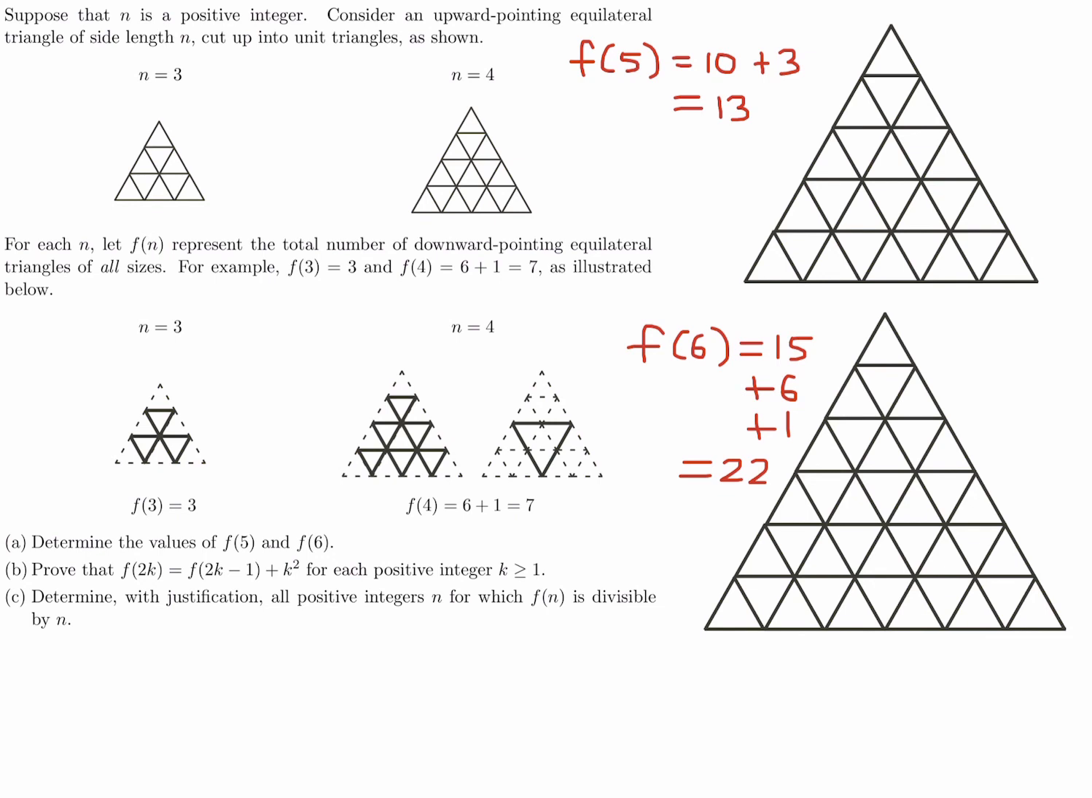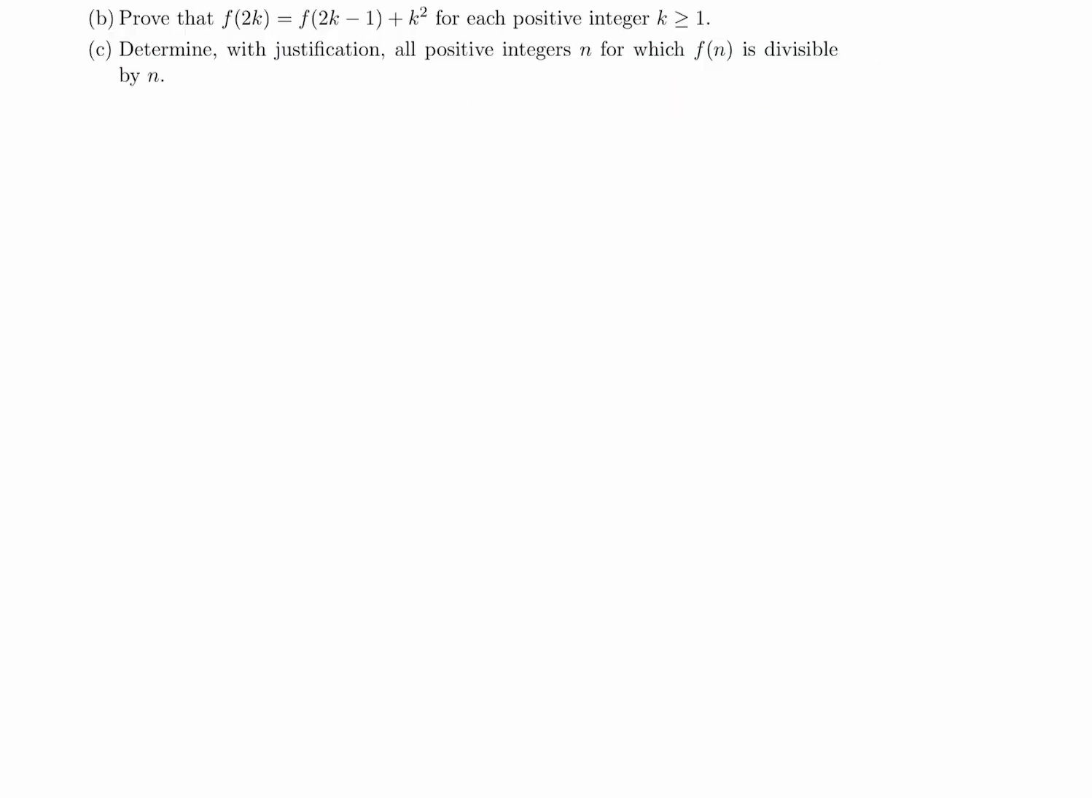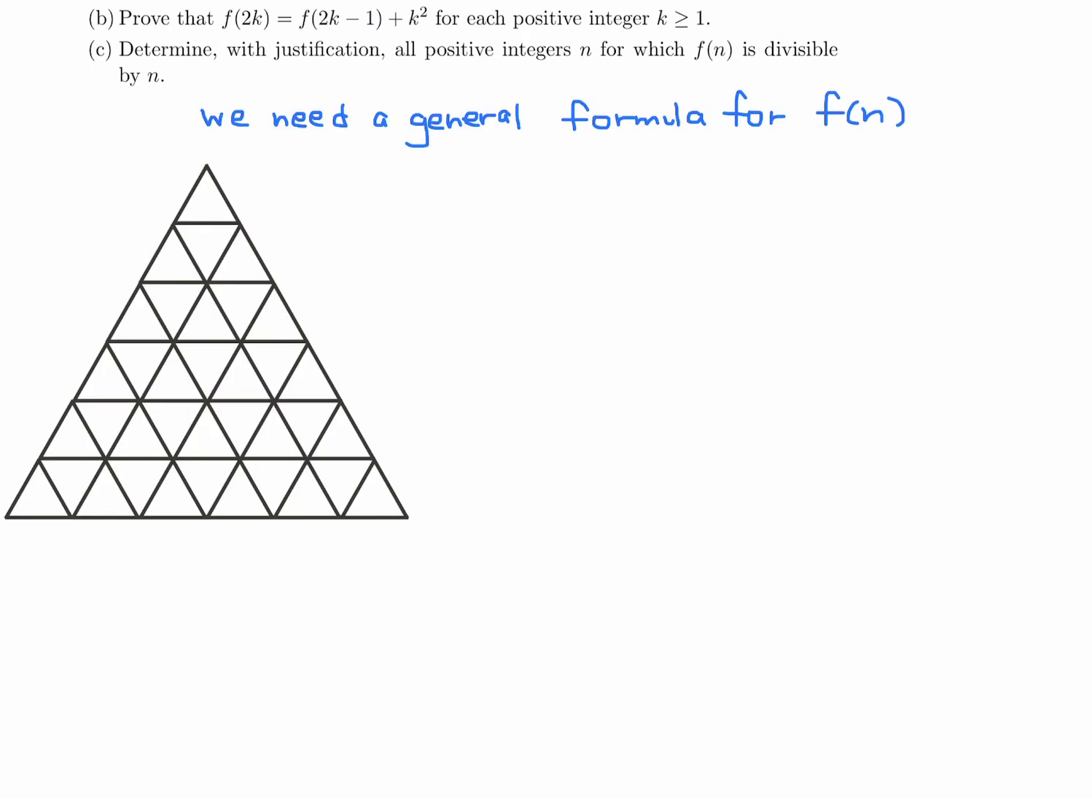Part B, prove that f at 2k is equal to f at 2k minus 1 plus k squared for each positive integer k greater than or equal to 1. Now, to do this question, part B, we have to actually figure out a general formula for f at n, or f at k. So let's discuss how we can figure this out.